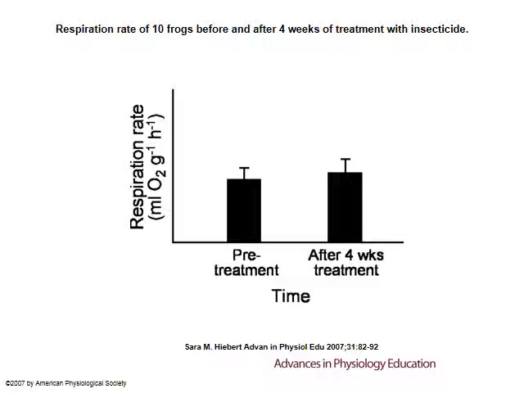Then after 4 weeks of exposure to this insecticide treatment, the respiration rate of the same 10 frogs was measured again. Do note that these are the same individual 10 frogs measured in the pre-treatment and in the after 4 weeks treatment that you can see these two categories on the x-axis. We call this a within subjects or paired design because we're measuring something on the same individual in two different points in time.